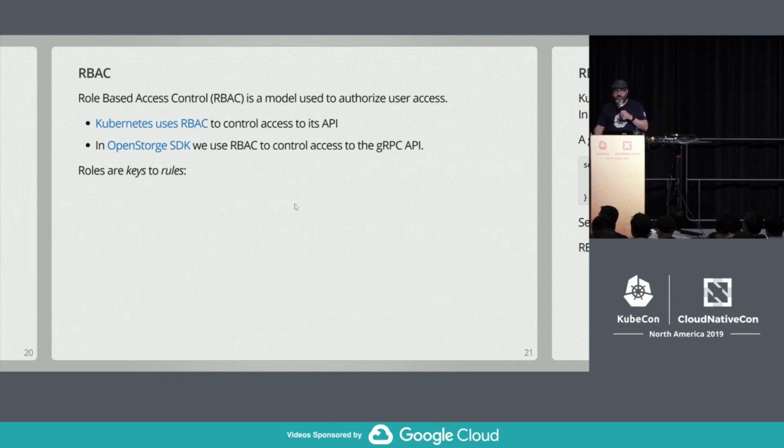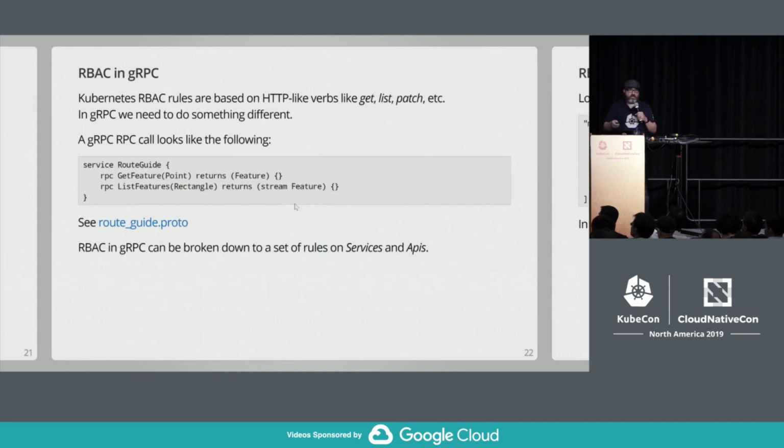The Kubernetes RBAC model is based on verbs like get, list, patch, right? And so on. But we needed to do something like this for gRPC. But gRPC doesn't have those same verbs, right? Those are HTTP verbs. So here's an example. We have a gRPC service called route guide. And it has two RPC functions, get feature and list features.